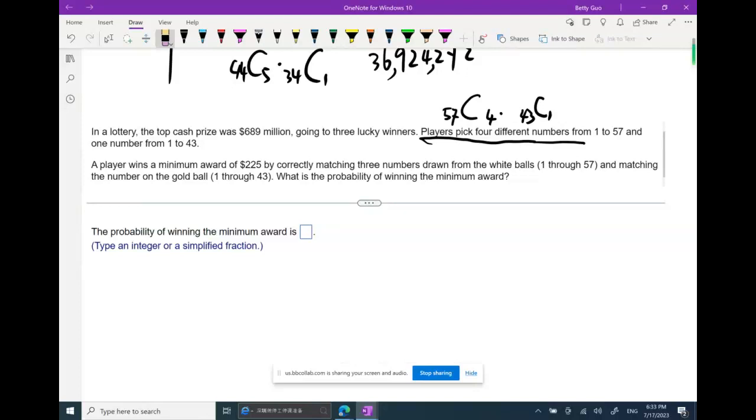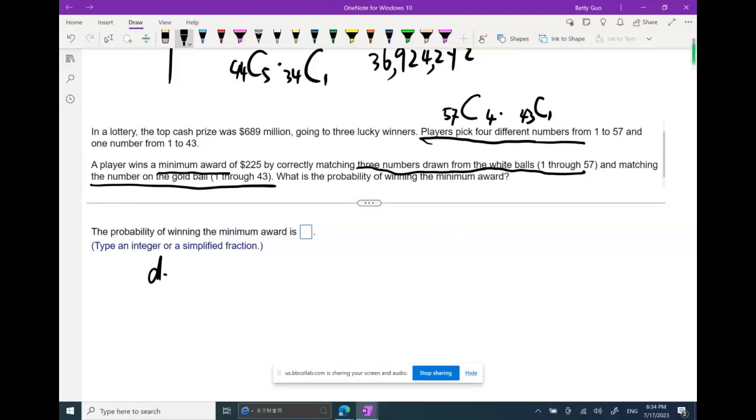A player wins a minimum award, $225, by correctly matching 3 numbers drawn from the white balls and matching the number on the gold ball, 1 through 43. What's the probability of winning the minimum award? Turns out the top cash prize information is irrelevant. This is about the probability of winning the minimum award.